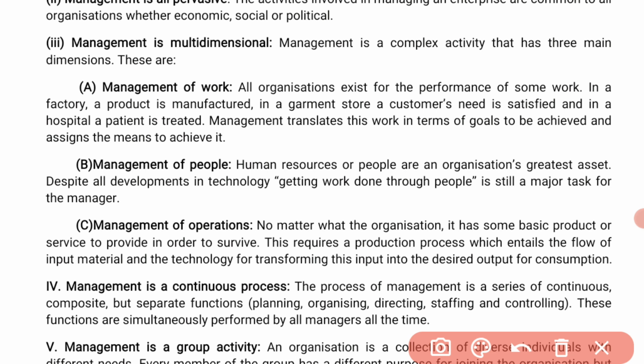Next, management of people. People of an organization are the greatest asset in a business. People are human resources, which we can say are the greatest asset. Despite all developments in technology, getting work done through people is still a major task for the manager. So people are very important to manage the things.